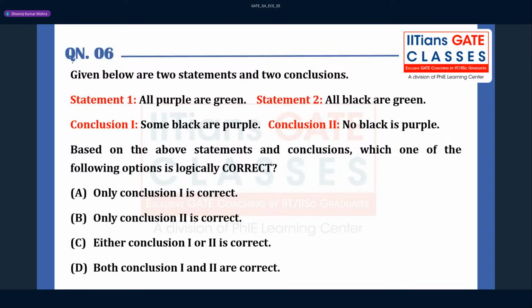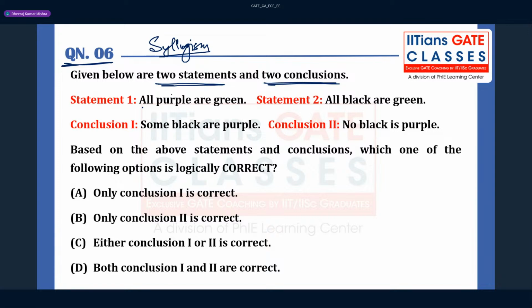Let us read question number 6. Given below are two statements. This question is from syllogism, the language of deduction, right? They have given two statements, all purples are green and all blacks are green, and two conclusions. We have to see which conclusion is correct according to the statements.